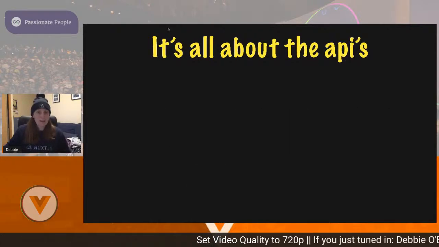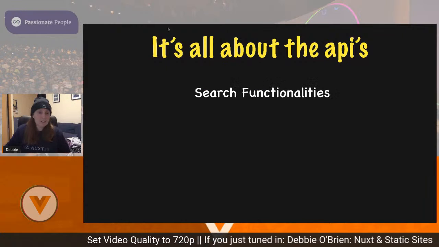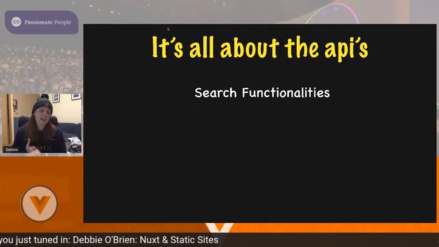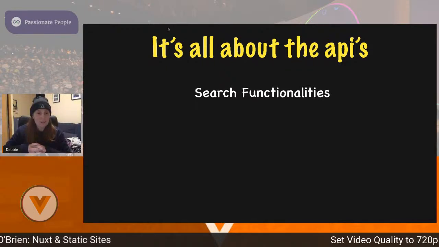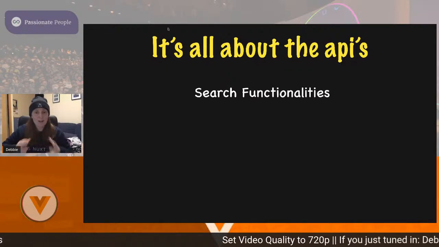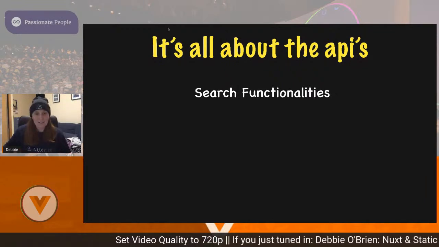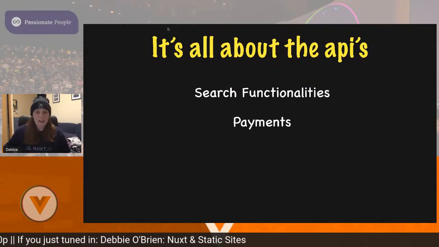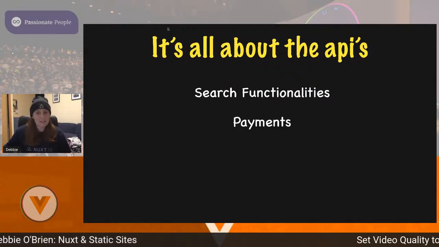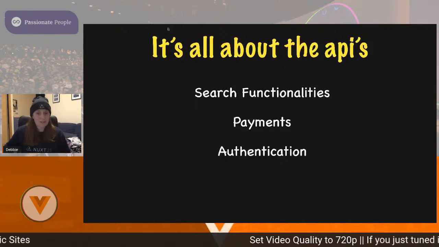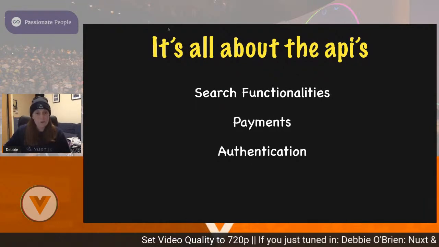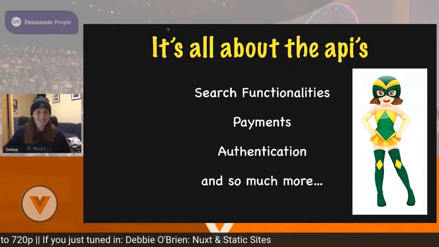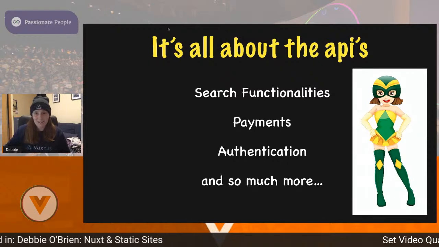So it's really all about the APIs. You've got search functionality, for example. There's a lot of really, really cool APIs out there. I'm sure you're using many of them. For example, you've got Algolia for search functionality, and it's just leveraging those APIs. Payments, for example, Stripe. It just makes things a lot easier, and you're able to use all these cool things. Authentication as well, with OAuth or Auth0, and basically just so much more. It's like APIs are our superpowers, right?